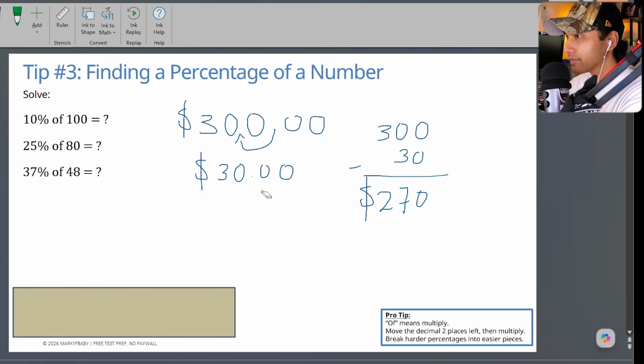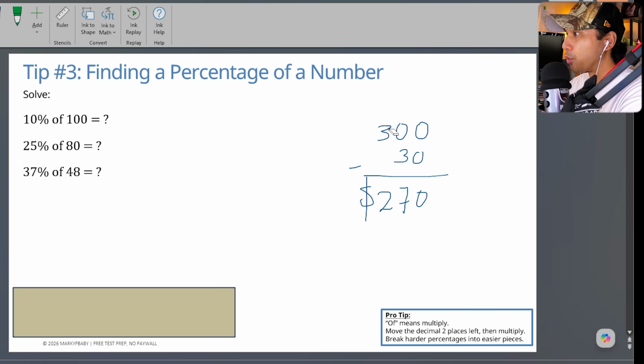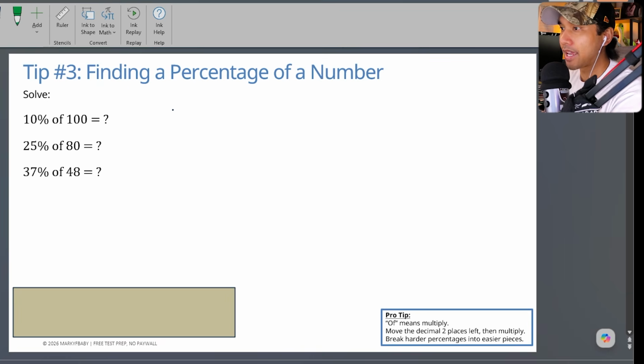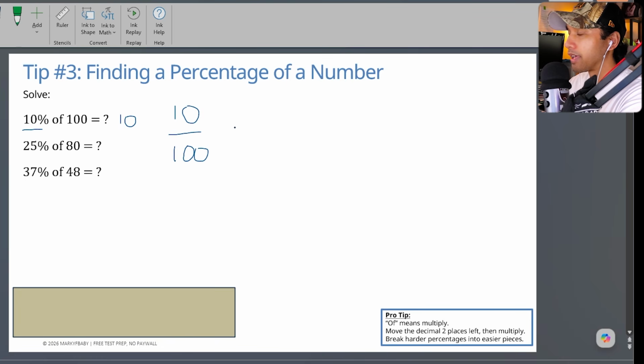Okay? That's the little trick that my dad taught me. But let's just break it down so you can understand what's happening. One could say, okay, 10% of 100 is just 10. But how is it 10? Because what does 10% mean? 10% means 10 over 100. That's all that means.